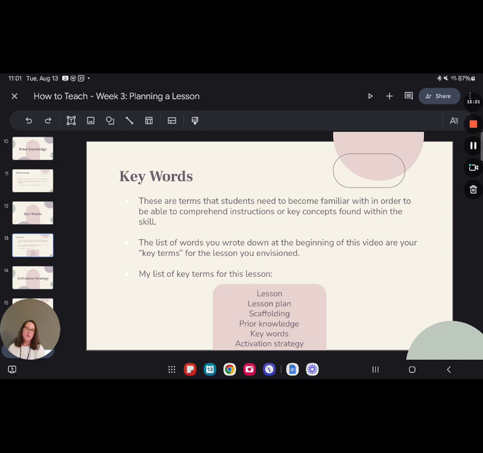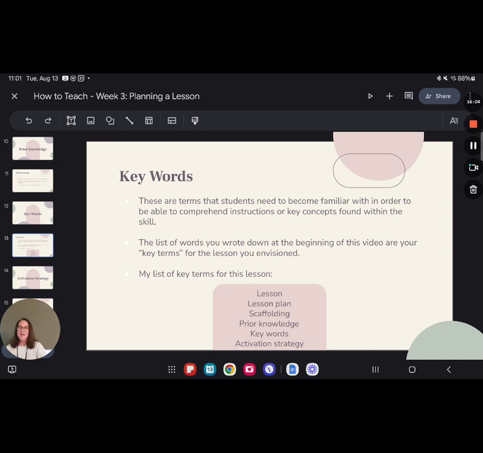So in order to really know how to put together a lesson plan, you needed to know the definition of a lesson, which I provided. You need to know how to scaffold. You need to know what your students are coming in with, what their prior knowledge is. You need to know keywords, and you need to know what an activation strategy is. Those things will help you pull together a lesson plan. Understanding what those elements are of a lesson plan helps you form an effective lesson plan. So that's what a keyword is: the words that you need in order to be able to understand a concept.